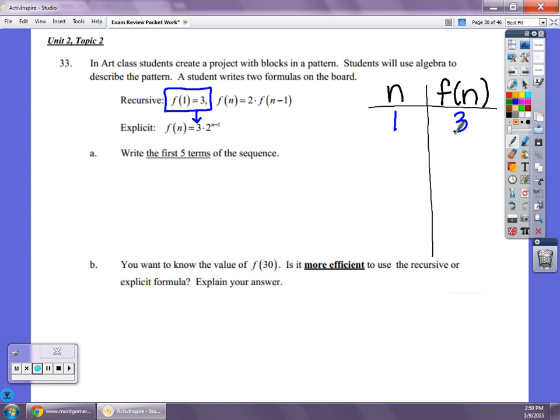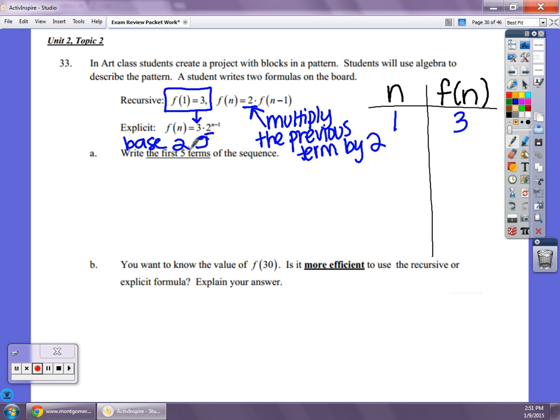What is happening here? So if I look at my two formulas, I see this 2 in both formulas. And so what this is saying is multiply the previous term by 2. And in our explicit equation, we have a base of 2. And when we're dealing with exponents, if something is a base of 2, it means that we're going to be using 2 as our power, and we're going to multiply our numbers times 2 over and over again.